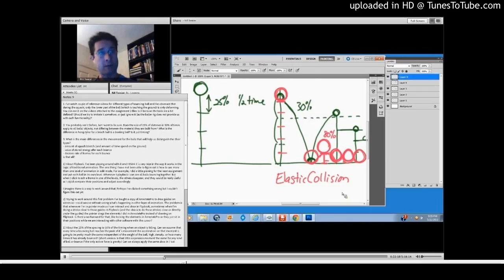Okay, so this is really good. This is a good question. And it's pretty much what we talked about, but you've added in a few other questions that tie into this. So the main differences in the movement for the balls that will help you distinguish their types. Okay, mostly it's this idea of how much energy you're losing with each bounce. Okay, and this depends greatly on the materials, not only of the balls, but also of the surface that they're impacting.